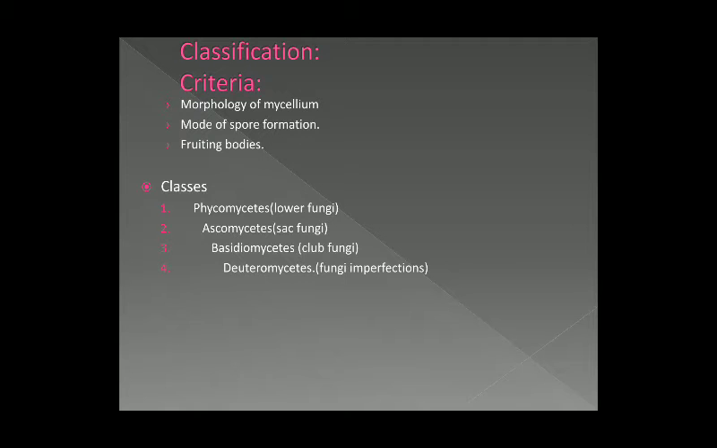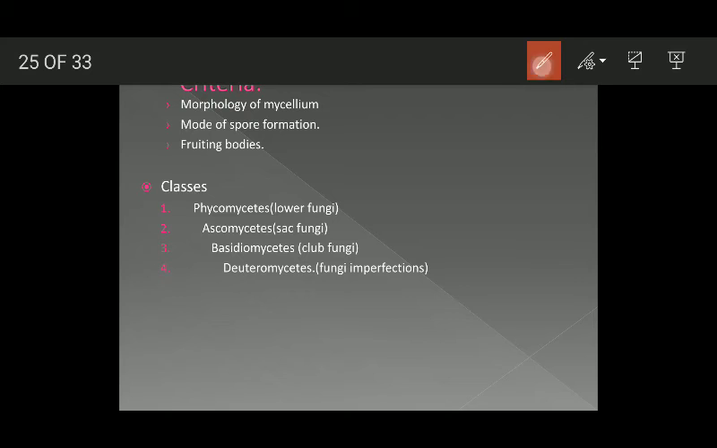Classification of fungi. The kingdom fungi has been divided into different classes on the basis of some important criteria, and these criteria include morphology of mycelium, how the mycelium looks, whether it is coenocytic or septate. Second is the mode of spore formation. What are the types of spores produced? And the third one is fruiting bodies. So these three criteria have been utilized to classify fungi into different classes.